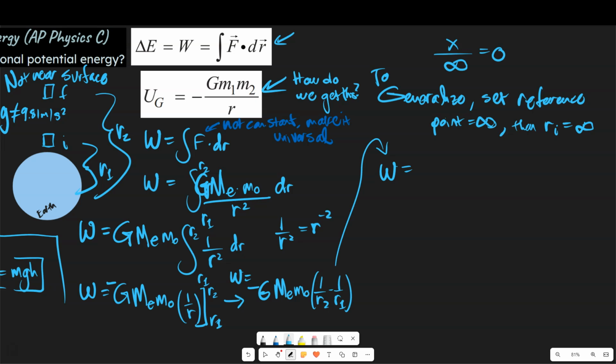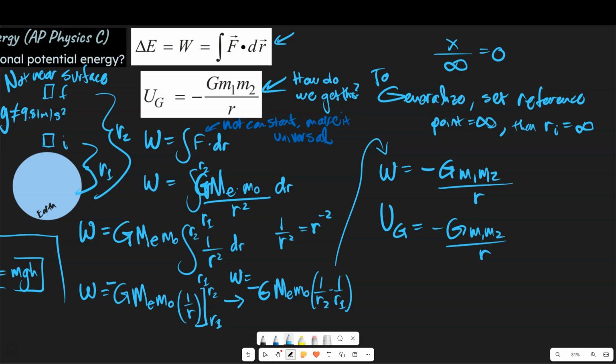So check this out. We are left with the work, which is also equal to the gain in potential energy, equal to minus G, we can write it in the format that they're using, times m1 times m2 over r. And this is on your equation sheet. Or you could say the universal potential energy equation is this, minus G times m1 times m2 over r. That's going to be its universal potential energy.